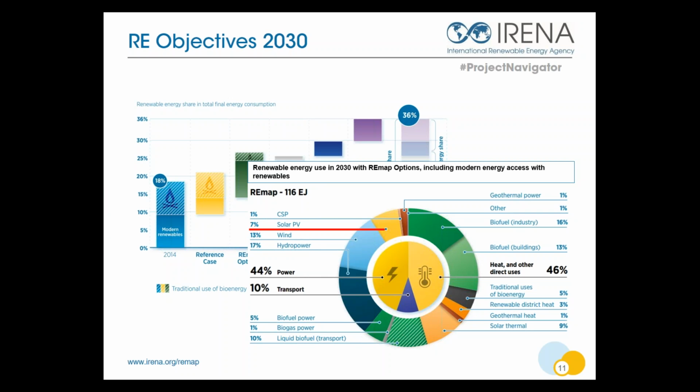and that translates into around 1,800 gigawatts of solar PV. Now, if you say an average project is about 100 megawatts, that means that around 18,000 projects need to be developed. And these are really large projects. So that is a significant project development effort.